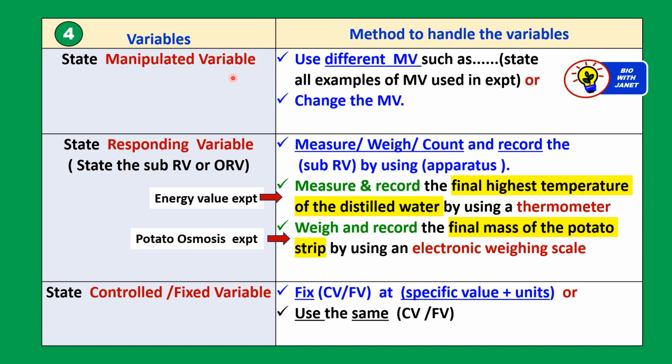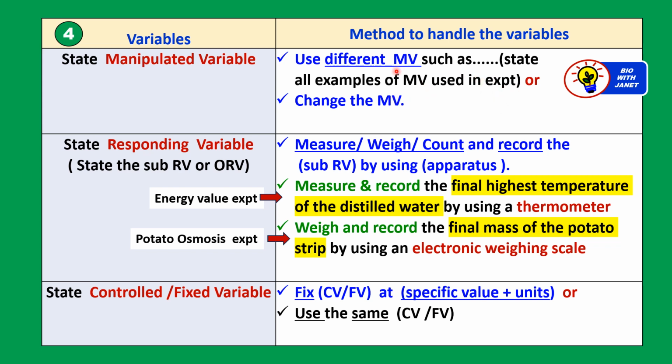So state the manipulated variable first of all, and you can get this from the objective of the experiment or from the procedure. And next, what's the method to handle the variable? You can use the format: use different MV, such as, and then state all the examples of the MV used in the experiment.